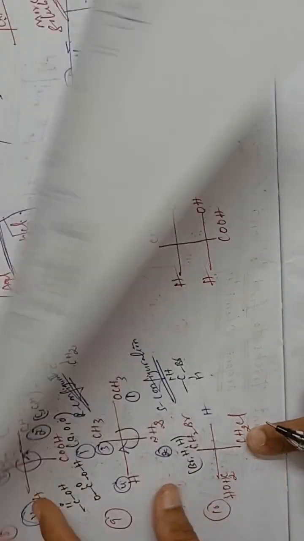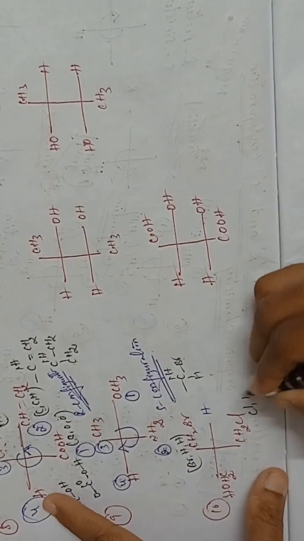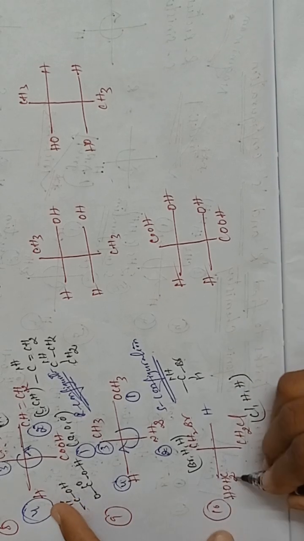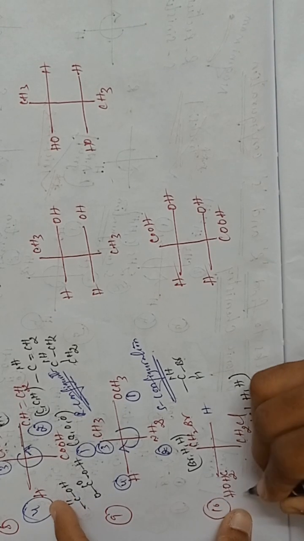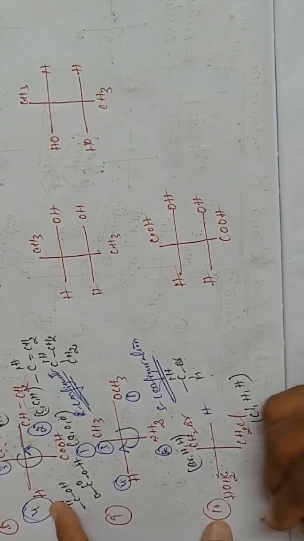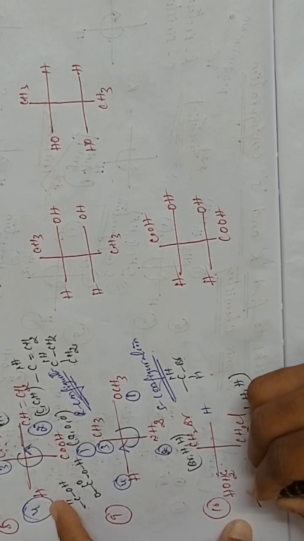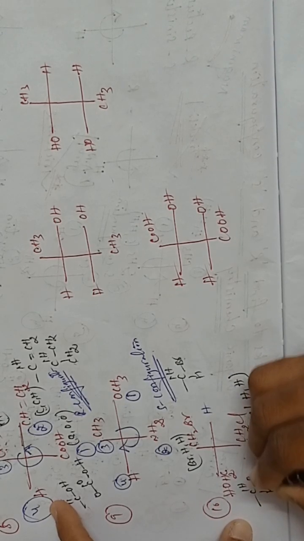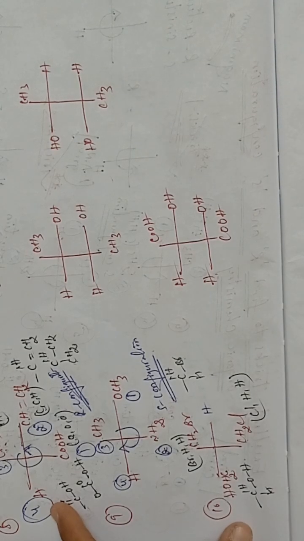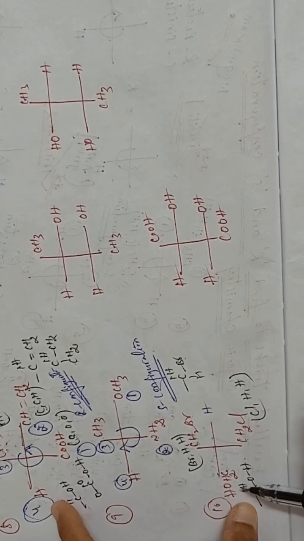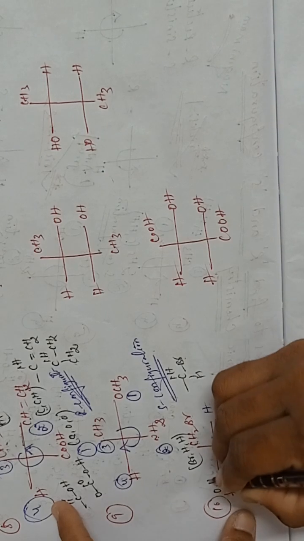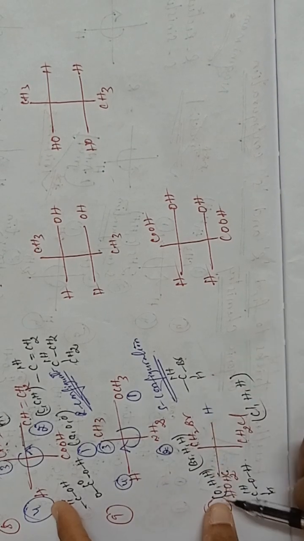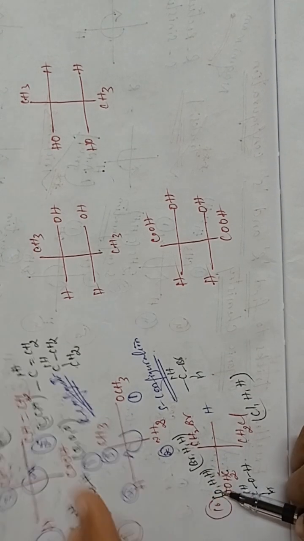Around this carbon, which atoms are attached? Chlorine and 2 hydrogens, right? Around this carbon, which atoms are attached? CH2OH. What can we write, students? CH2OH. That means to this carbon, oxygen, hydrogen, hydrogen are attached. Oxygen, hydrogen, hydrogen. Whichever has the higher atomic number, that atom you write.